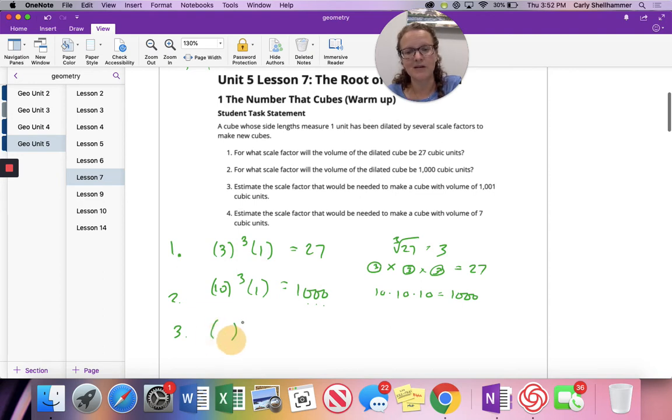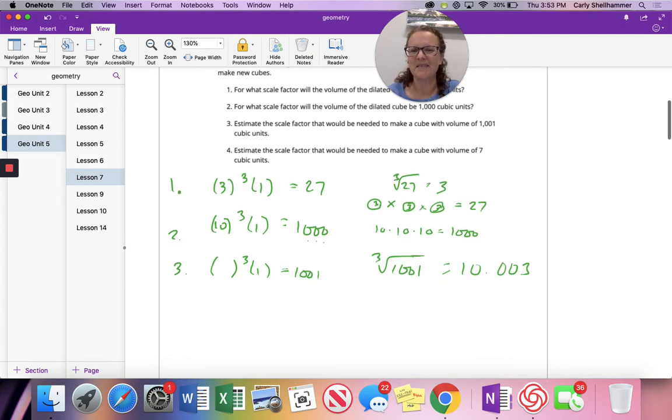Okay, that one's a little harder. 1,001. Well, it's going to be a little bit more than 10, but we don't know. It's basically the cube root of 1,001, which is harder to get to. About 10.003. Okay, and then number 4, estimate the scale factor, cubic volume of 7.